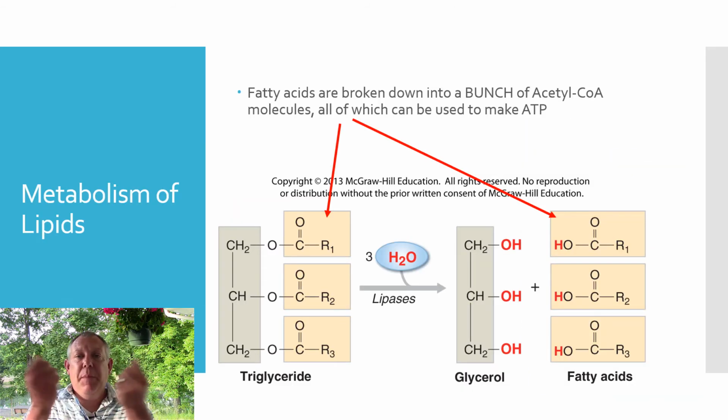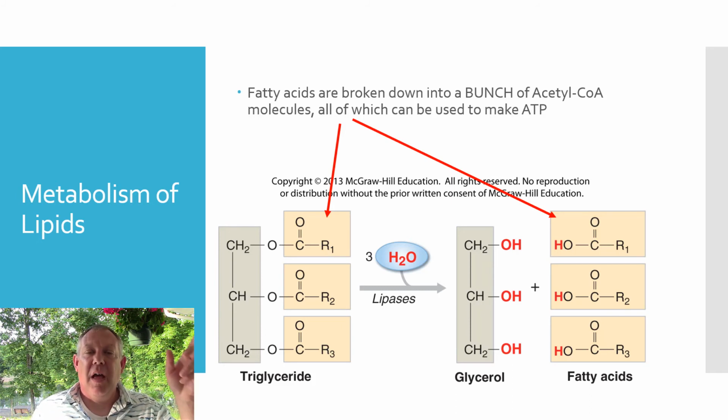Now, when you break that lipid apart, you also end up with 3 fatty acids. And those fatty acids can get broken down into a bunch of acetyl-CoAs, acetyl coenzyme A's. You remember that acetyl coenzyme A feeds right into the Krebs cycle, and then the results from that feed right into the electron transport. Well, you remember that these fatty acids are big, long hydrocarbons. There's lots and lots of carbons in there.